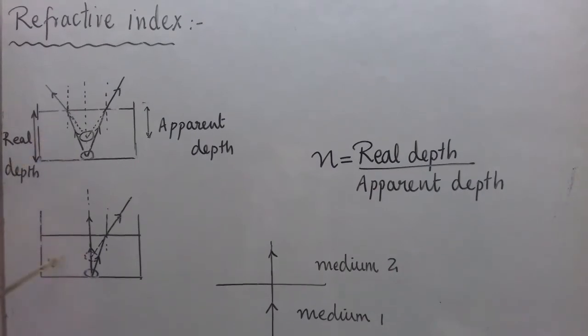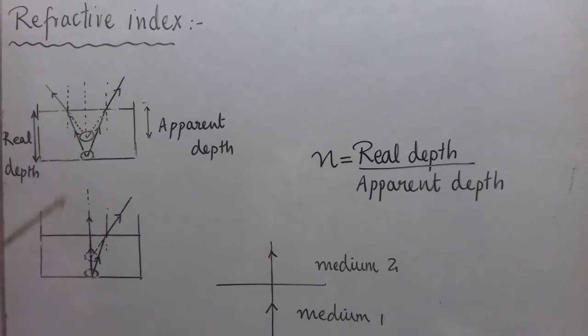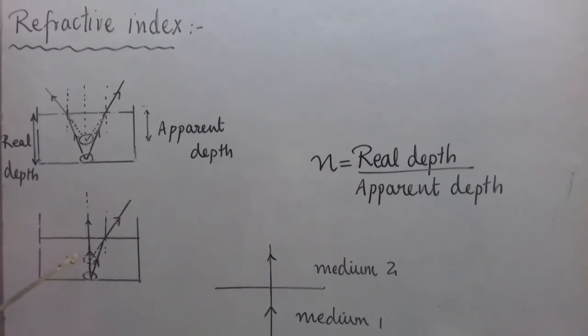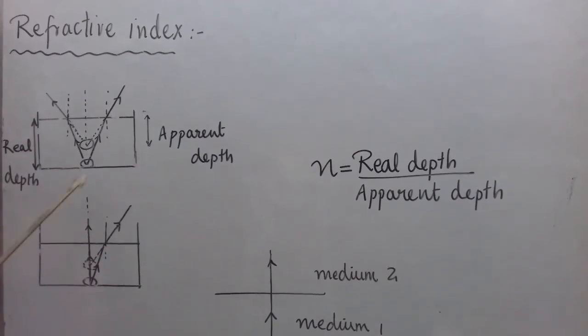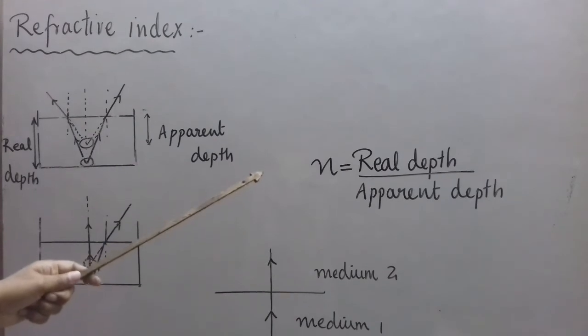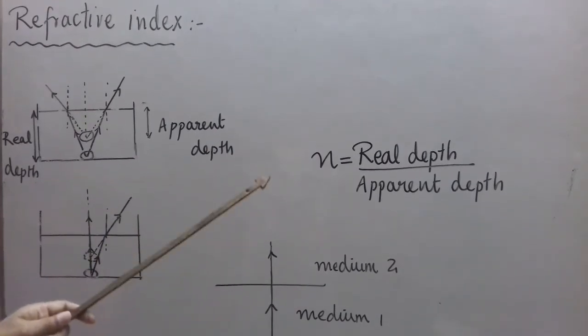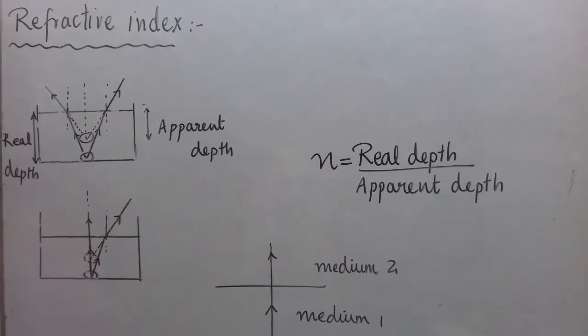I have chosen, in these two diagrams, two different rays to show that the image is formed at the same place, whichever two rays we choose coming out from the coin. So we have now one more expression for the absolute refractive index of a medium, that is real depth upon apparent depth. I hope the different expressions for refractive index are clear to you.